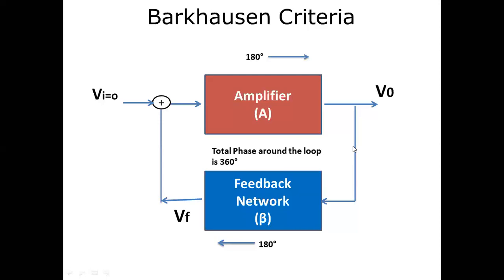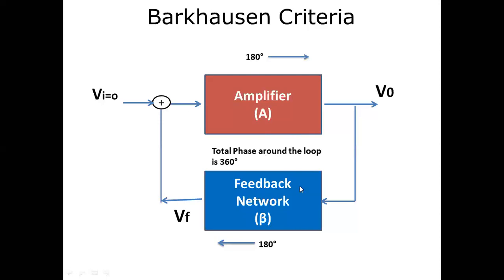We can say that oscillators are basically amplifier circuits which use positive feedback, but in order to provide sustained oscillations, it is very important that the amplifier circuit satisfies certain criteria, and that criteria is called the Barkhausen criteria. So let us understand the Barkhausen criteria in detail.